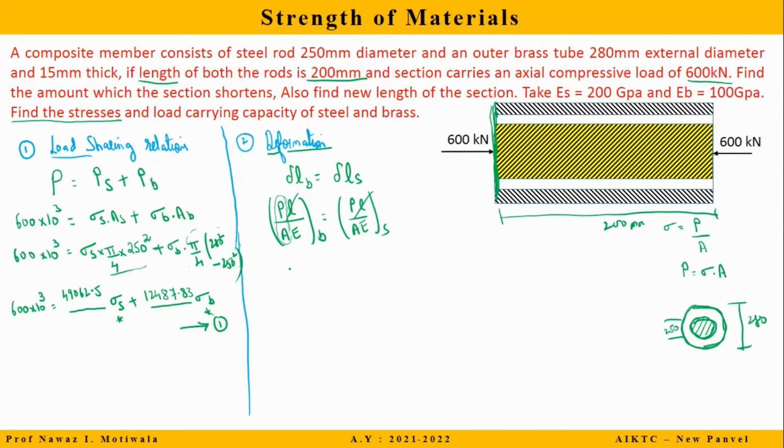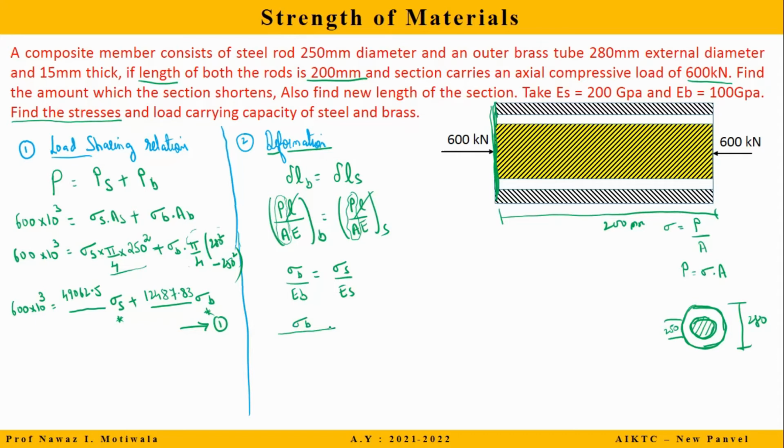Sigma. So I will write sigma of B divided by E of B is equal to sigma of S divided by E of S. Now the equation has been reduced. I have reduced this P by A to sigma. Now let us see what is given and what is required to be found out. Sigma B is not given in the question, we have to find it. So I will write sigma B only, divided by E of B, that is Young's modulus for brass.